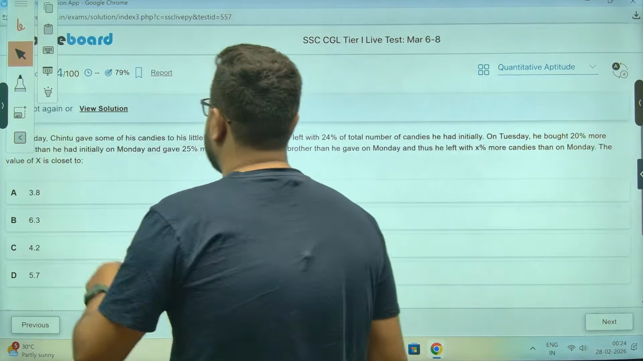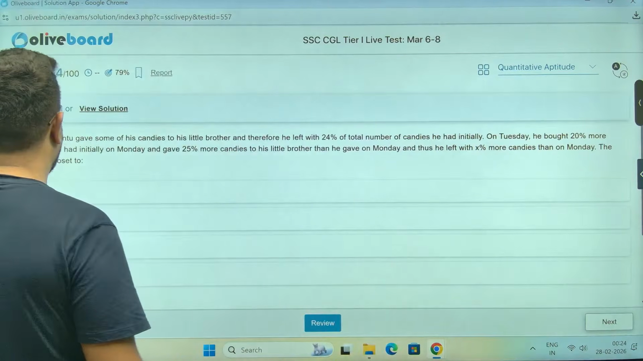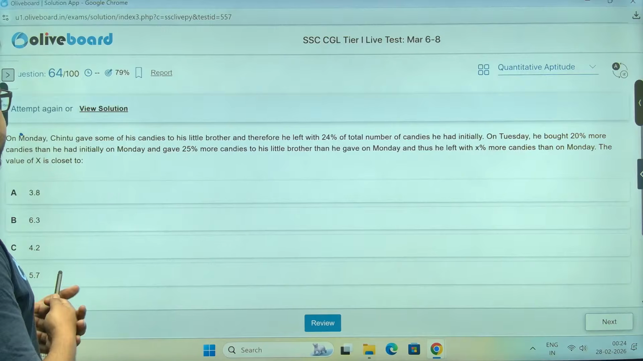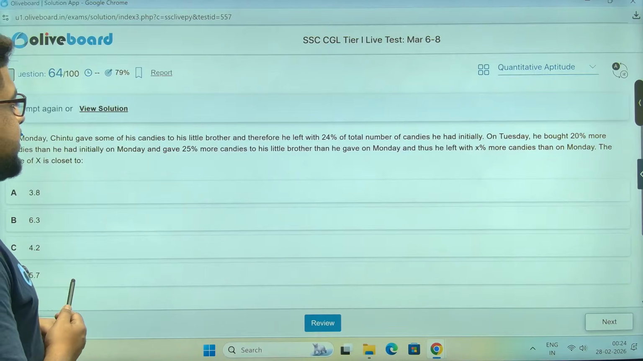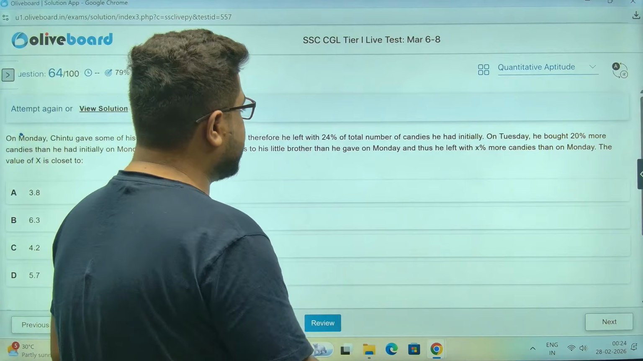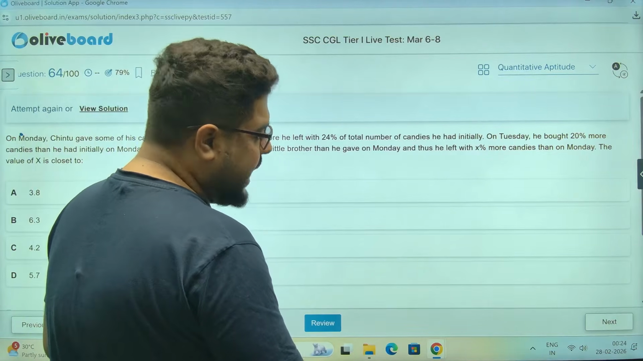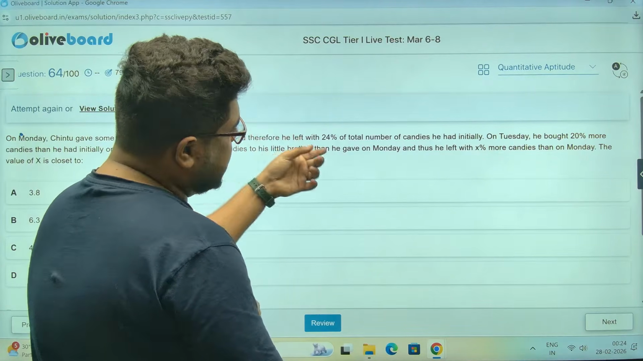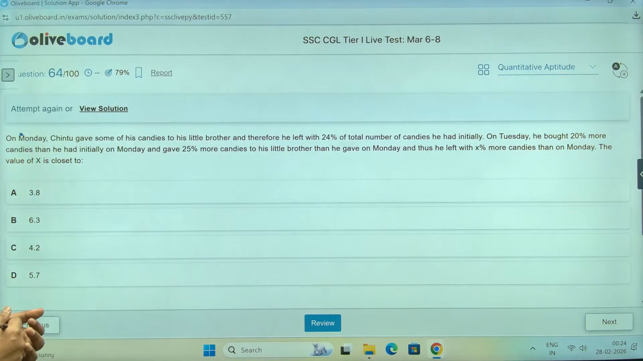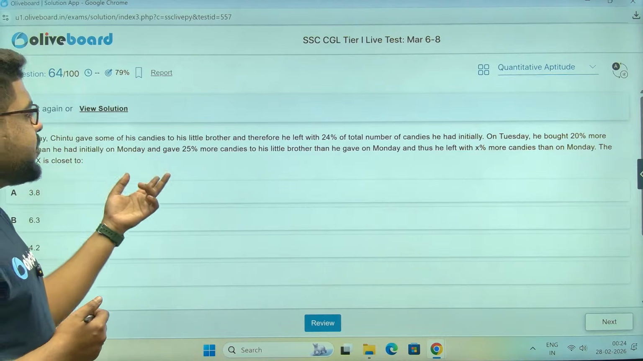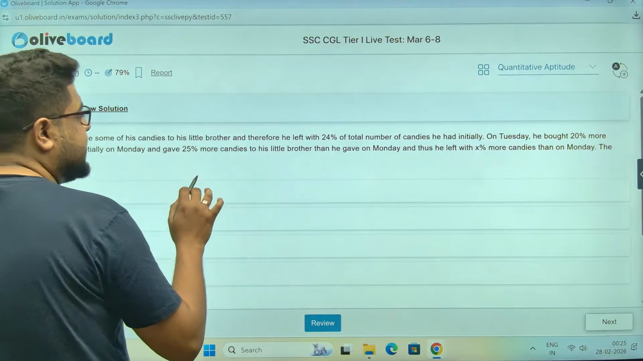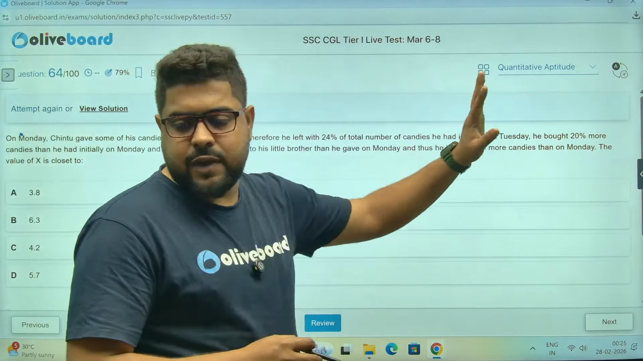Sir, let's see what they are saying here. Looks like a big question. On Monday, Chintu gave some of his candies to his little brother, and therefore he is left with 24% of the total number of candies he had initially. On Tuesday, he bought 20% more candies than he had initially on Monday and gave 25%. Okay, sir. Everything is in percentage and there are no values involved, so I'll start with 100.